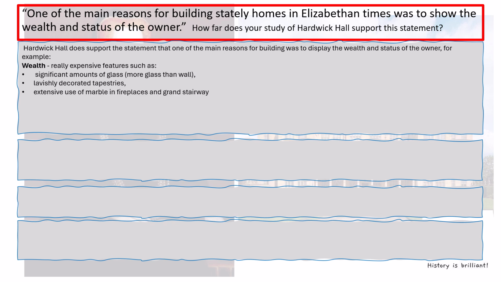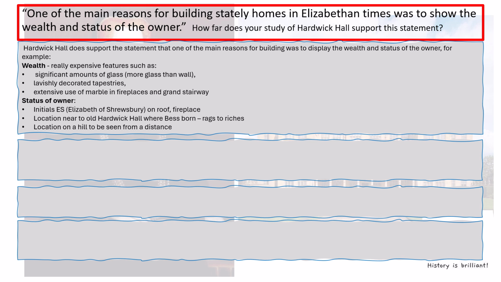Oh look, wealth. There's really expensive stuff in there. Significant amounts of glass, lavishly decorated tapestries bought from Sir Christopher Hatton's estate, extensive use of marble in fireplaces and the grand stairway. So they use the most expensive materials on a massive scale, a monumental scale, or at least a palatial scale.